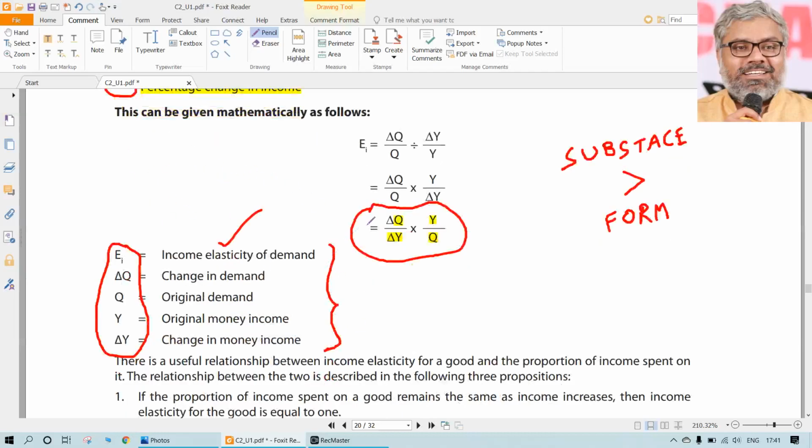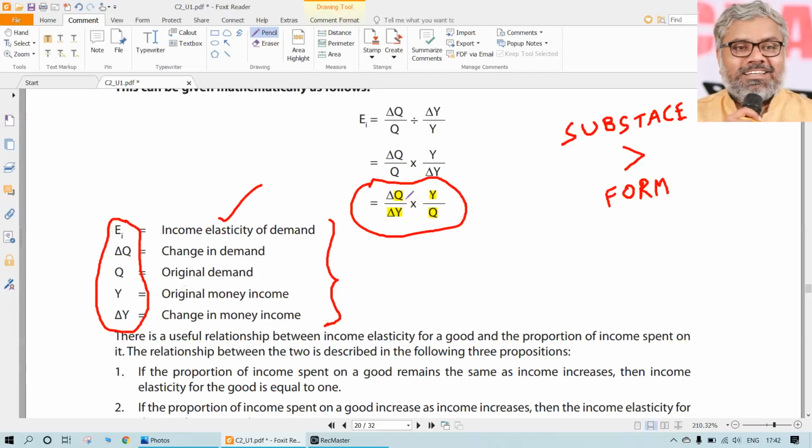So income elasticity of demand is equal to delta Q, which means change in the demand. Q is quantity, so change in the demand. Q means original demand. So this is change in demand, that is delta Q. This is original demand, that is Q. Same way, Y means original income. Delta Y means change in the income. So money income is what is called income here. There will always be a little difference between income and money income. That's okay. We don't need to worry about that macroeconomic stuff. But yes, there will definitely be a difference between a general income and money income also.